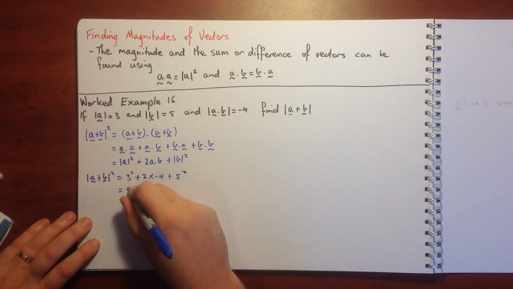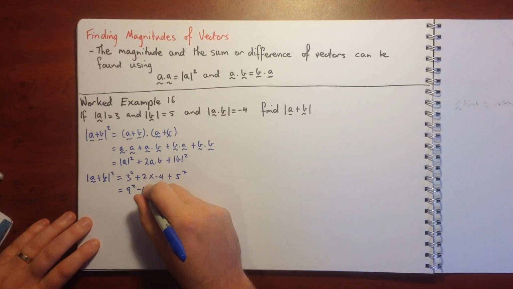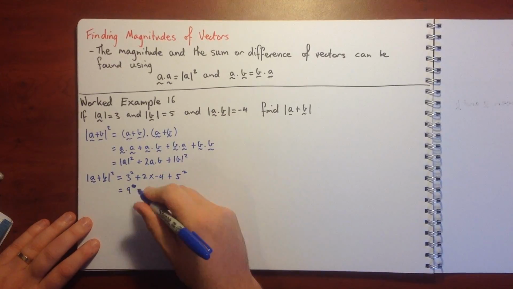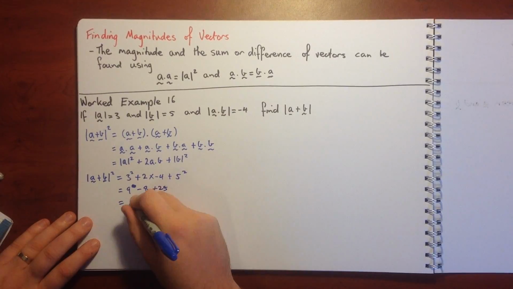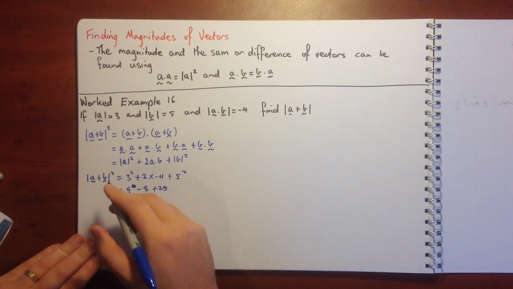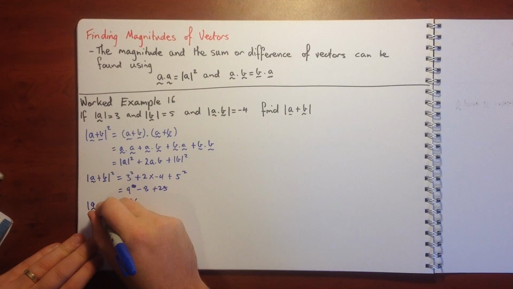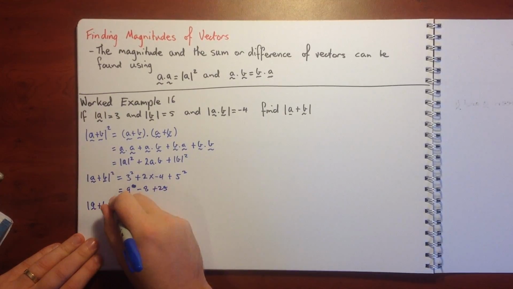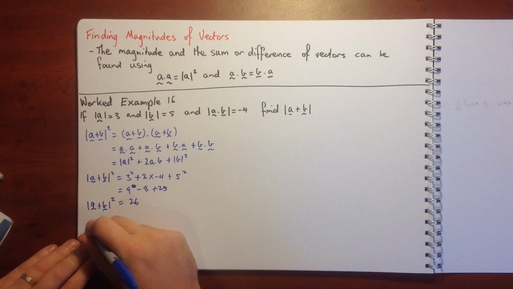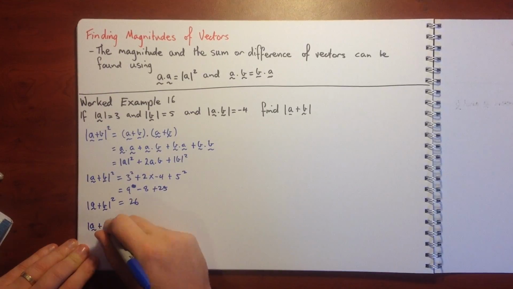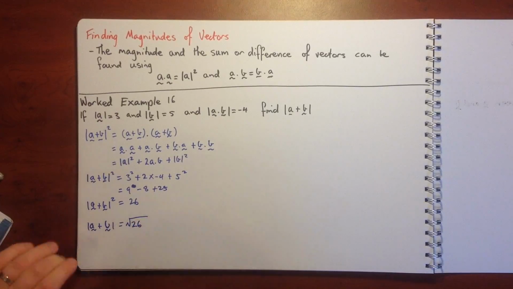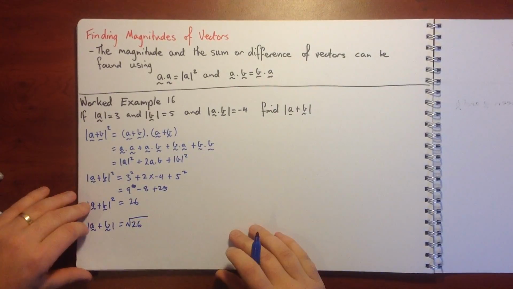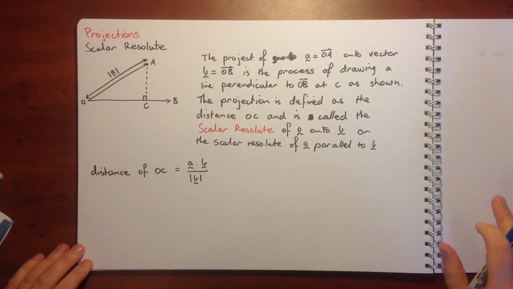So that means we get 9, take 8, plus 25, which means we're at 26. Don't forget that's the magnitude of a plus b squared. That means the magnitude of a plus b is going to equal the square root of 26. But unfortunately we're not done, we've still got a bit more to do.